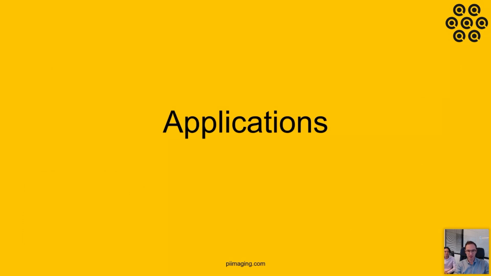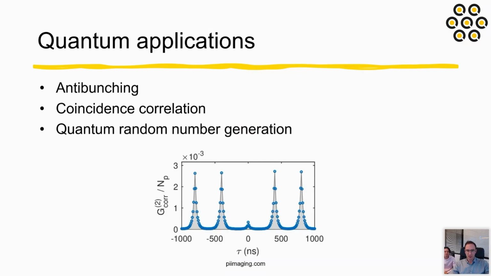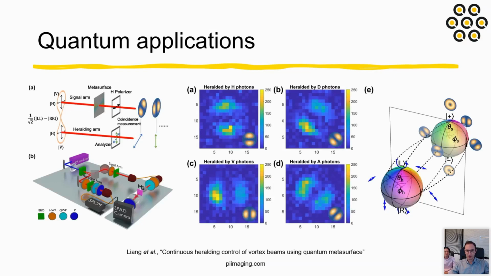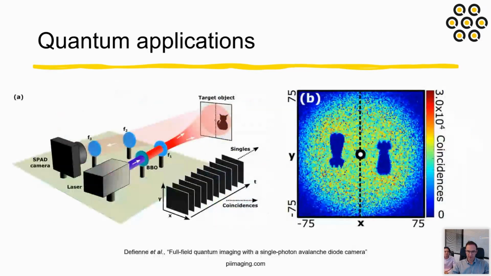Okay, we'll focus now on the applications. I will start with quantum applications, which of course include anti-bunching, coincidence correlation, and as well quantum random number generation. Here I show an example of continuous heralding control of vortex beams using our SPAD image sensor. You can see really nice coincidences. And as well here, this was one of the first full quantum imaging experiments done with high-resolution SPAD image sensors.